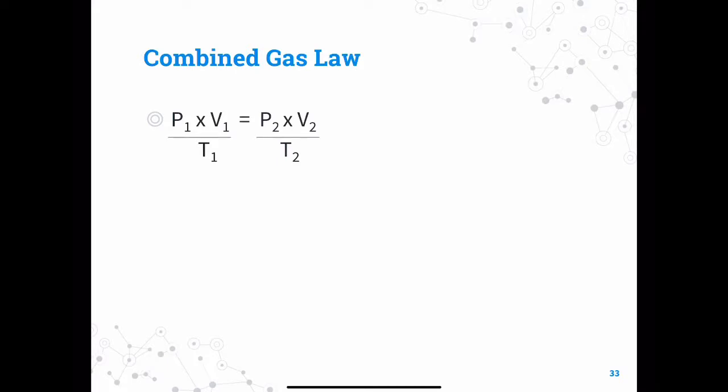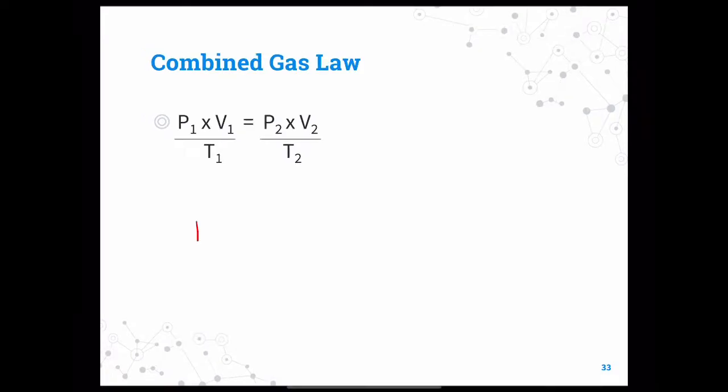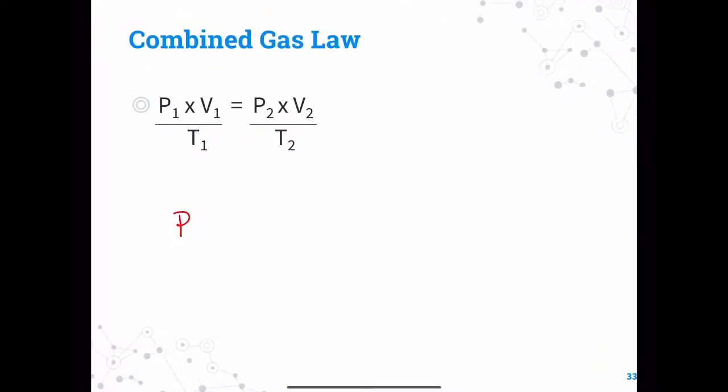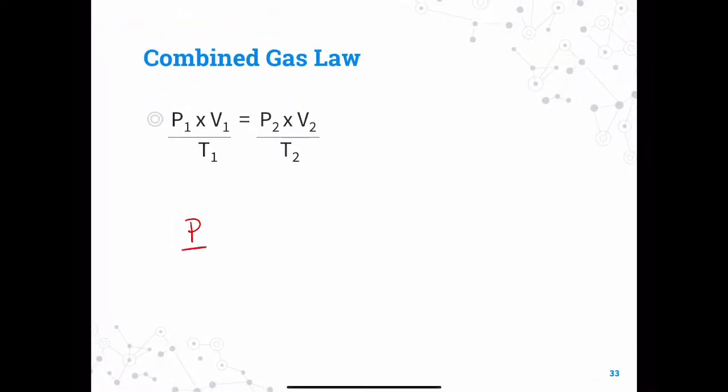If you have different pressures, volumes, and temperatures in both scenarios, then we use a different formula: P1 times V1 over T1 equals P2 times V2 over T2. That's just all of these equations put together. We've done every combination of this equation. We've done P over T equals P over T, we've done PV equals PV, and we've done V over T equals V over T.